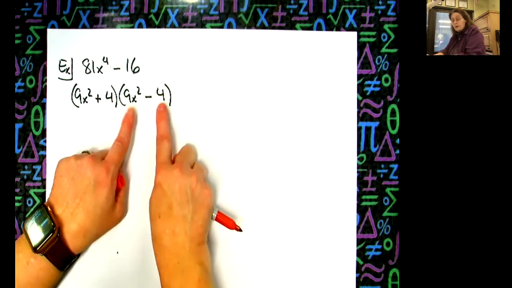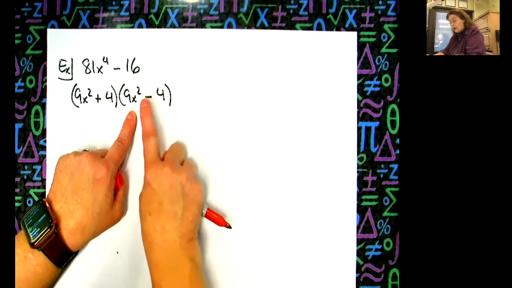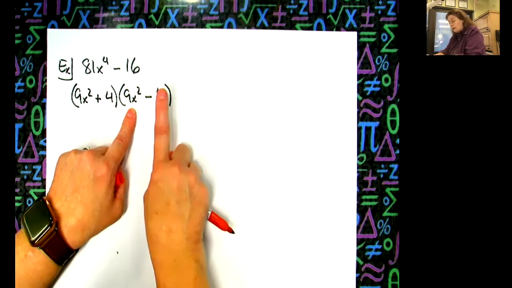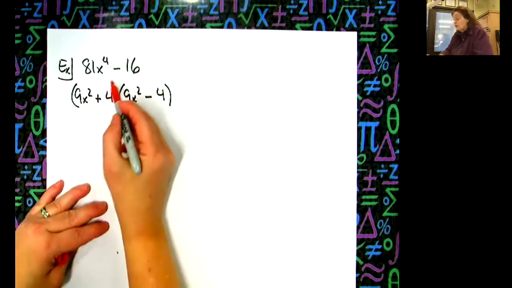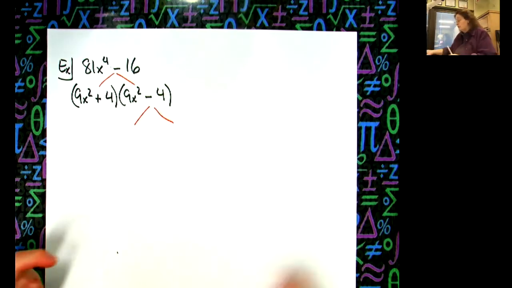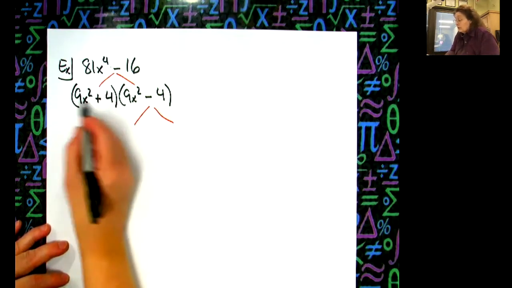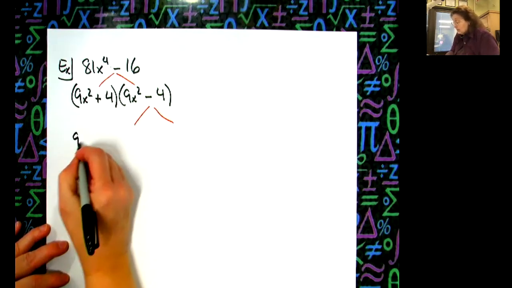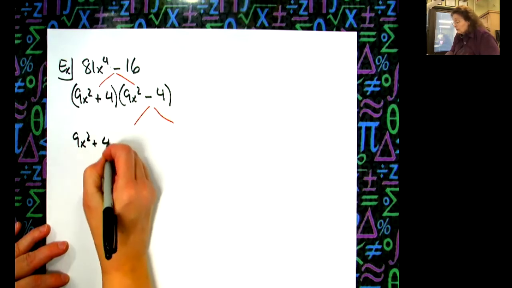But this binomial, I have two terms. I have a minus sign. That's a perfect square, and that's a perfect square. So just like I could break that first one up, I can break this one up by the difference of two squares again. This term comes straight down. So I keep the 9x squared plus the 4.